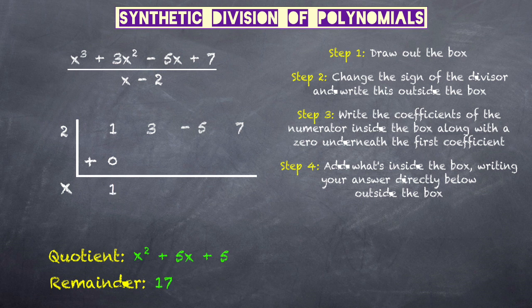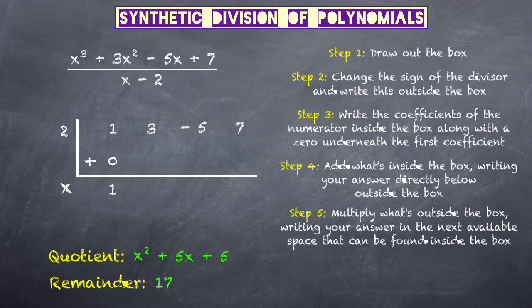And step 5 is to multiply whatever's outside the box, and you write your answer in the next available space that can be found inside the box. Therefore, in this case, you'd multiply 2 by 1, giving us 2, and we write this just inside the box here, as you can see. And finally, step 6 is to repeat steps 4 and 5 until you've fully completed dividing the polynomial. Therefore, we go through and do 3 plus 2 is equal to 5, remembering to write our answer directly below.